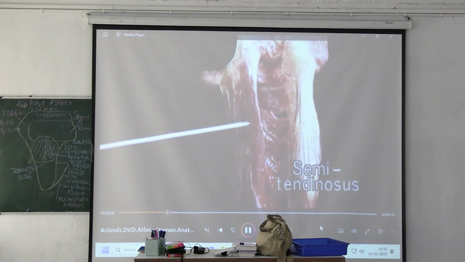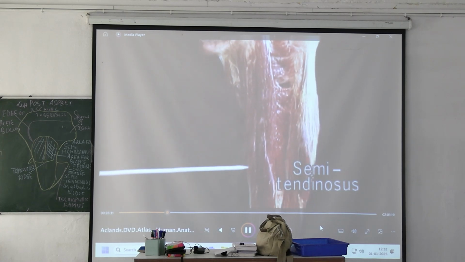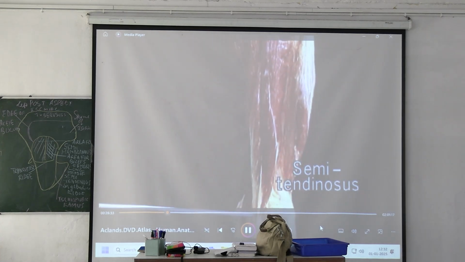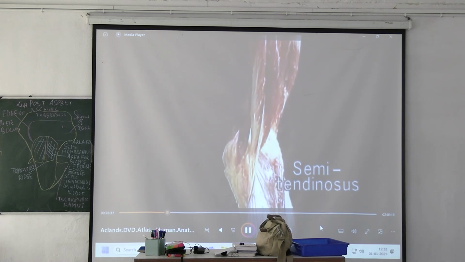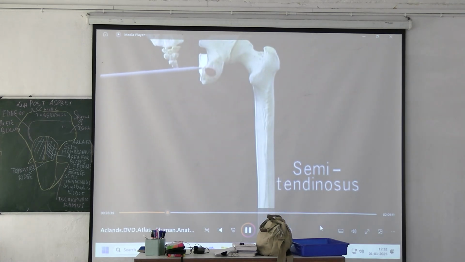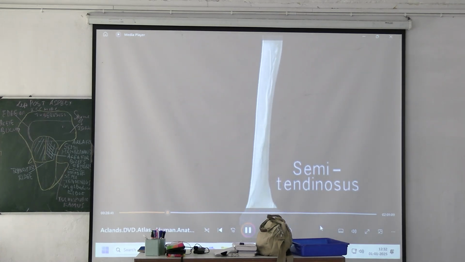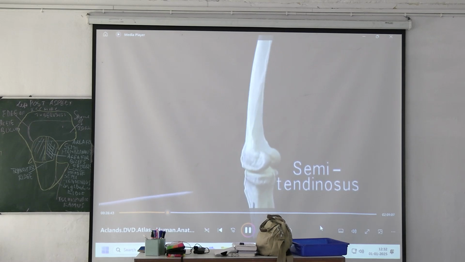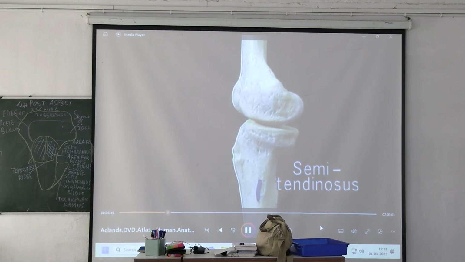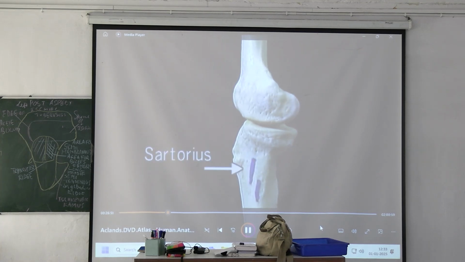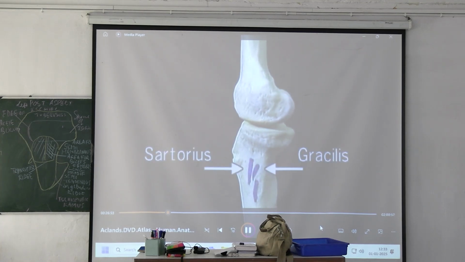Here's semitendinosus, lying behind semimembranosus. It has a long cord-like tendon of insertion. It arises from here, next to semimembranosus. It inserts down here on the medial aspect of the tibia, close to two other muscles that we've seen already, sartorius and gracilis.